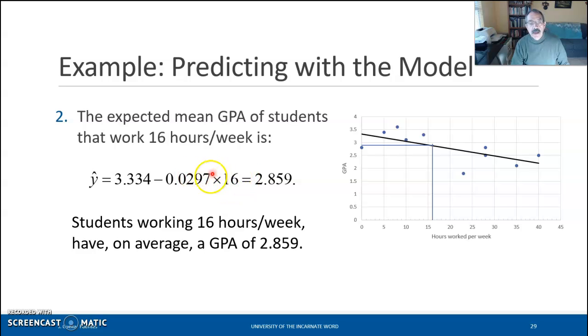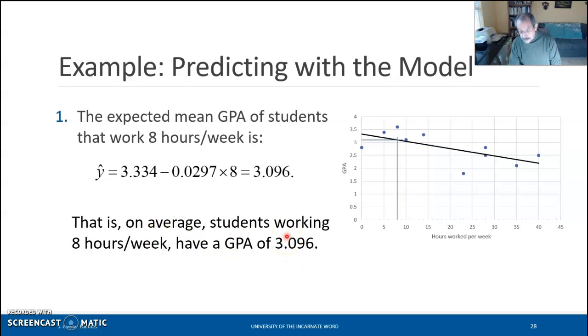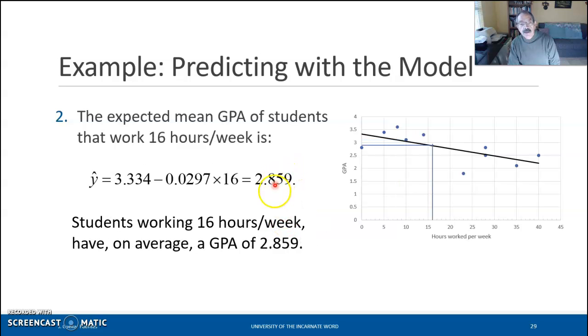Now if a student works 16 hours per week, we plug the 16 hours into the regression equation, and we find that it is 2.859. So students working 16 hours per week have on average a GPA of 2.859. Given this result and the previous result, the student can make a decision if he's willing to take a reduction in GPA on average of this much.